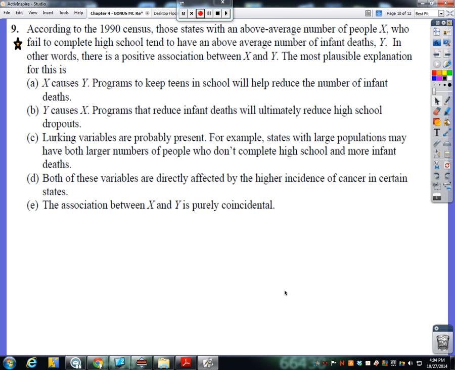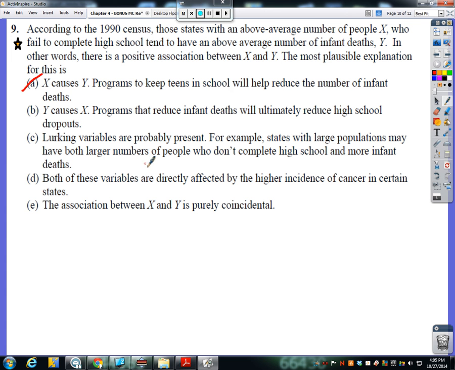9, according to a 1990 census, those states with an above average number of people X who fail to complete high school tend to have an above average number of infant deaths Y. In other words, there is a positive association between X and Y. So we're saying there's an association between those that fail to complete high school and dead babies. The most plausible explanation for this is X causes Y. Programs to keep teens in school will help reduce the number of infant deaths. Do we really believe that if kids stayed in school longer, that less babies would die? I don't think that's a very plausible thing that's going to happen.